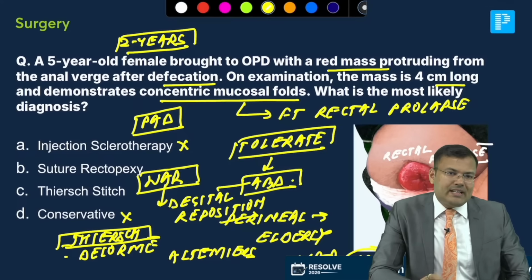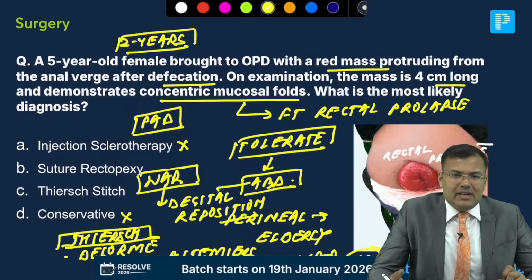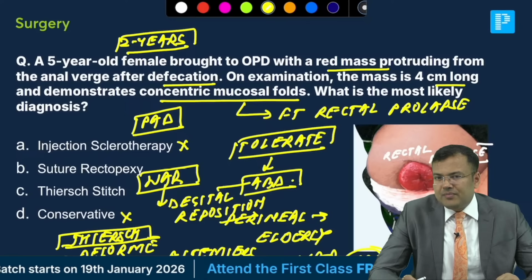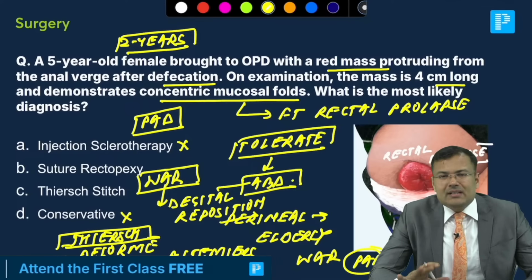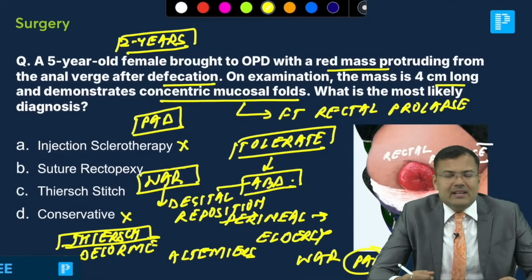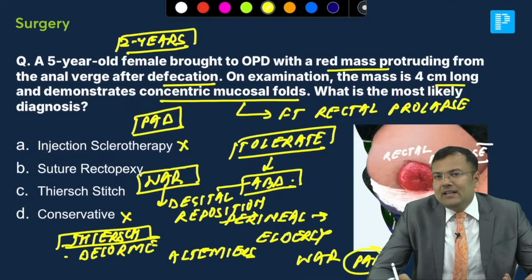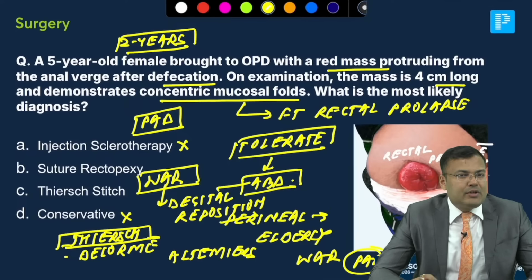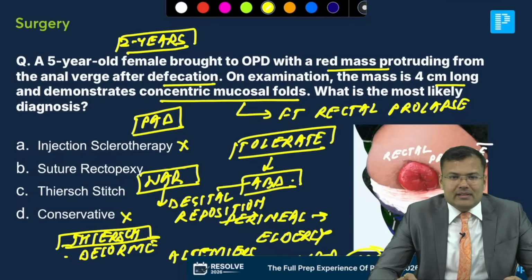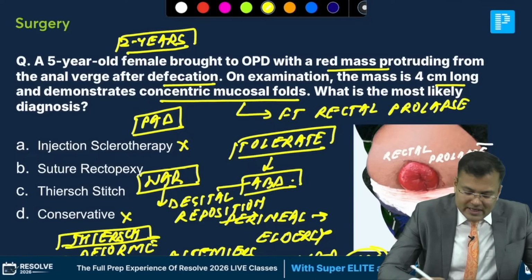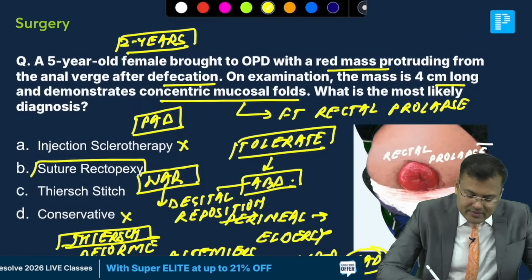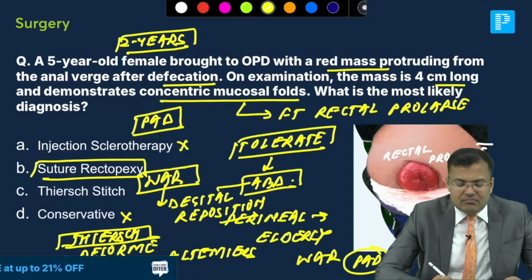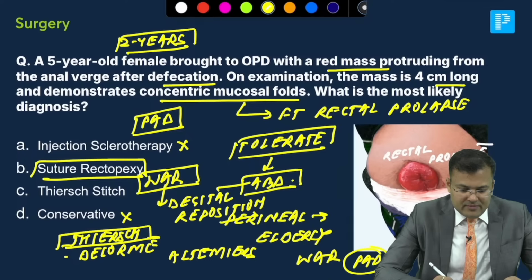ठीक है? अब इस केस में, ठीक है, बच्चा 2 साल का है, preferably go for Thiers. Right? It depends. Suppose the child is having some other comorbidity like meningomyelocele, or the child is having sacral agenesis. In all these cases we are going for Thiers. वैसे बच्चों में हम एक special rectopexy करते हैं, that is Lockhart-Mummery rectopexy. So guys, preferred is suture rectopexy or go for Thiers. ठीक है?